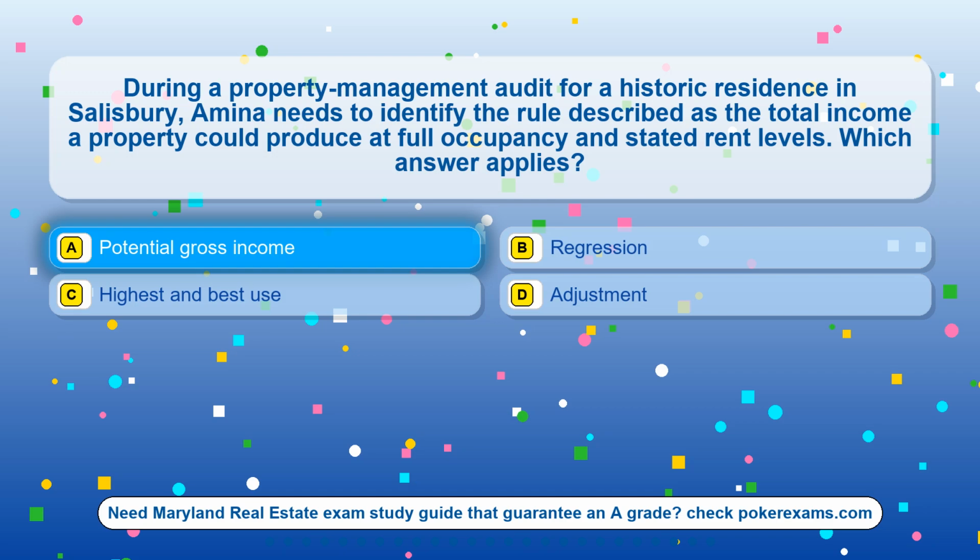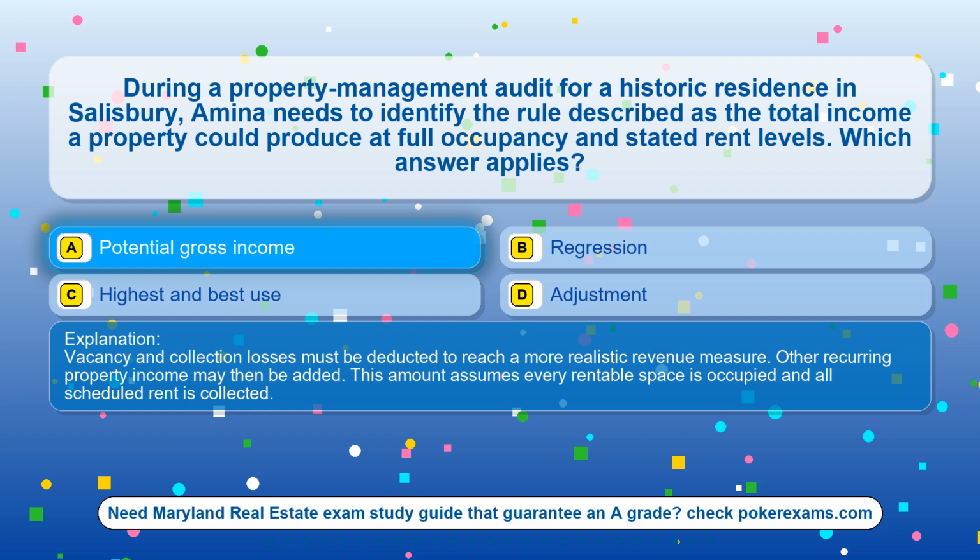The correct answer is option A, potential gross income. Vacancy and collection losses must be deducted to reach a more realistic revenue measure. Other recurring property income may then be added. This amount assumes every rentable space is occupied and all scheduled rent is collected.